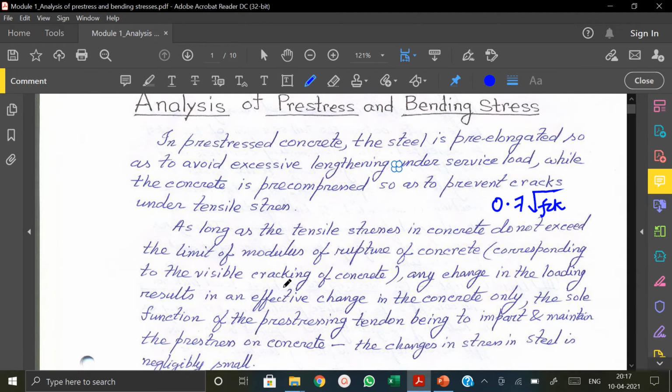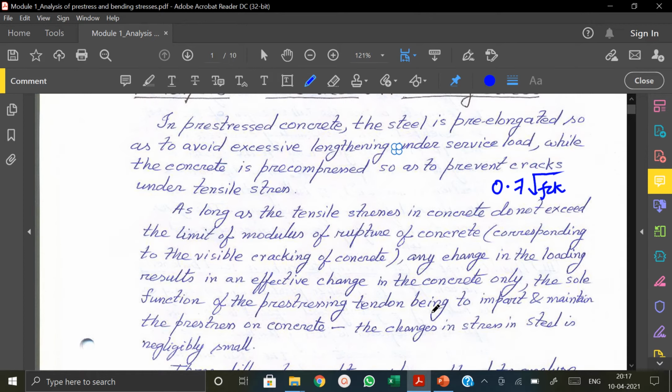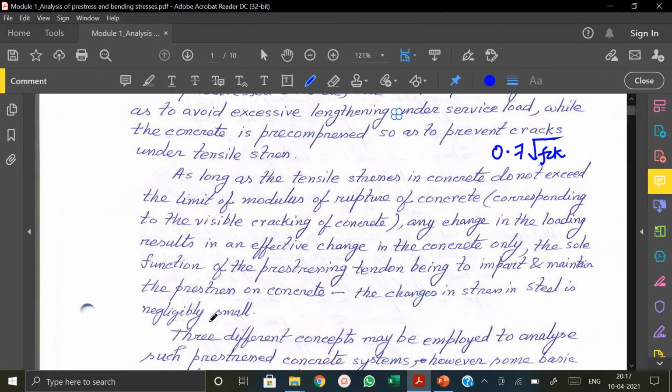So as long as the tensile stress in concrete does not exceed the limit of modulus of rupture of concrete corresponding to the visible cracking of concrete, any change in the loading results in an effective change in the concrete only. That is, the steel is already elongated, so there will be effective change in concrete only unless there is tension coming. Only the reinforcement will take tension. Up to compression, the concrete will be taking. The sole function of the prestressing tendon is to impart and maintain the prestress on concrete. That is, we are providing this tendon only to impart the prestressing force, that is the compressive force, and that compressive force in the concrete will be fully utilized to take the load. That is, the change in stress in steel is negligibly small. There is no change in stress in steel, that is very negligibly small.